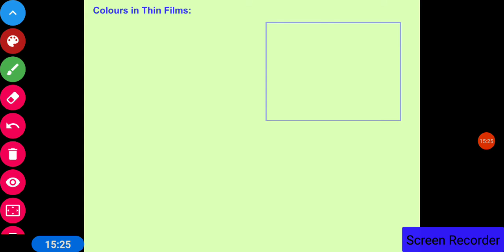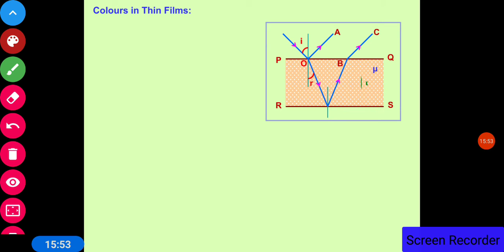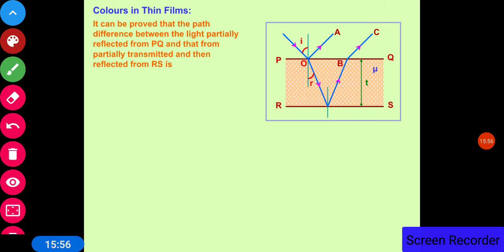Now, color in thin films. Let us consider that this is a very thin film. These are the two surfaces of the thin film, PQRS. Now the ray is incident on it from the surface PQ, it is reflecting. RS is another surface of the thin film from where it is again reflecting. i is the angle of incidence, r is the angle of refraction, t is the thickness of the film.